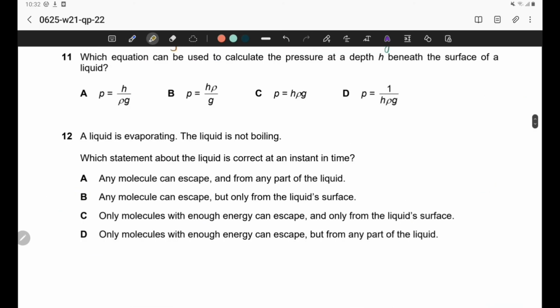Question 11. Which equation can be used to calculate the pressure at the depth h beneath the surface of a liquid? It is a direct question. We have to identify which equation can be used to calculate the pressure in a fluid or liquid, and we know that the pressure is height times density times gravitational field strength. So the correct answer is option C.